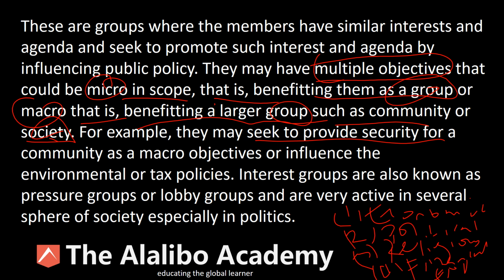And here are some examples of that. Providing security for a community as a macro objective, or influencing environmental or tax policy as a macro objective as well. These are good examples of how they influence policy on a large scale and how they impact society, and how they ensure that they move their interests and agenda forward and towards accomplishment.